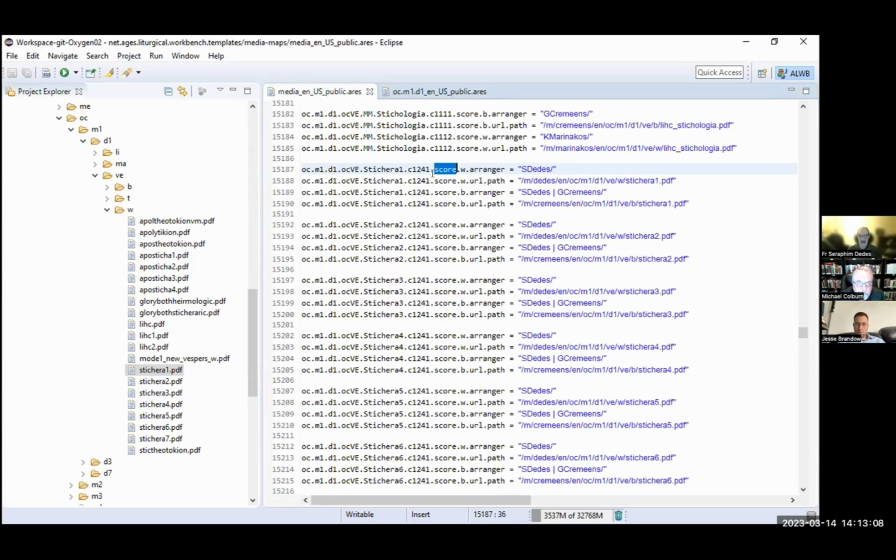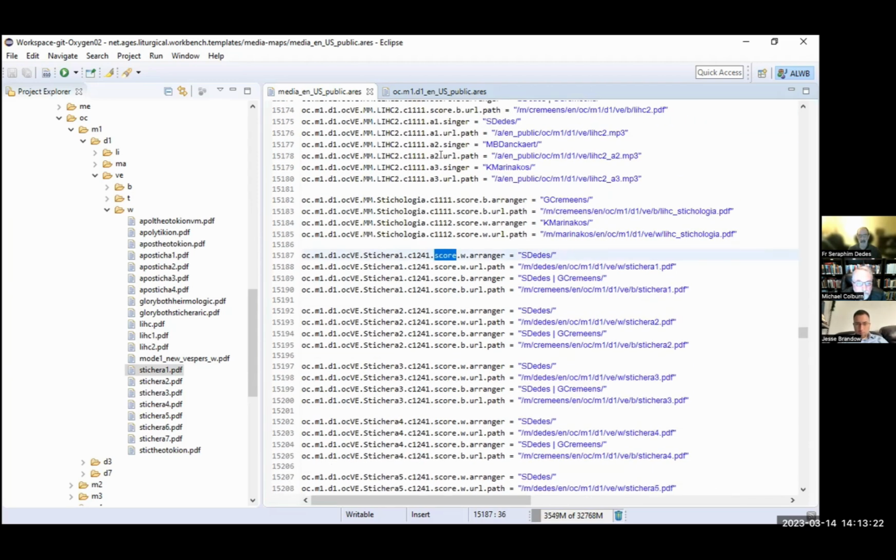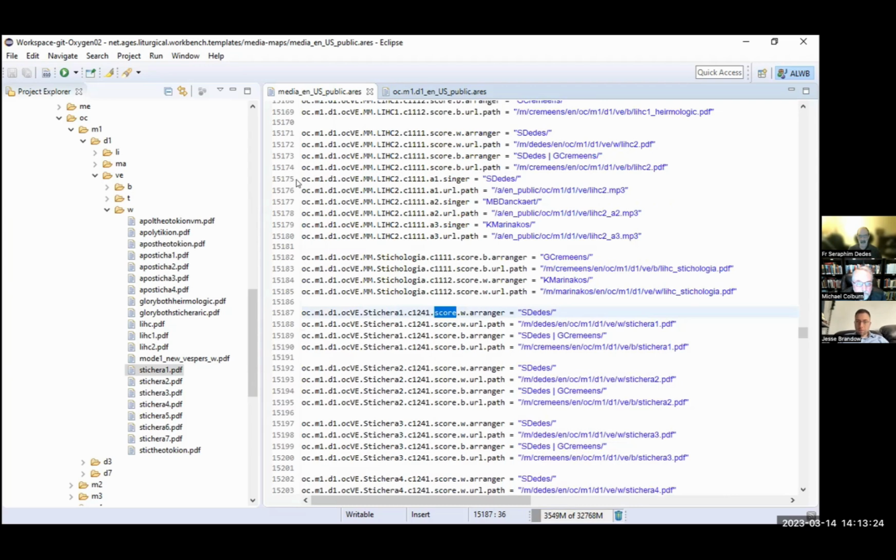The next item in the media map is to indicate whether it's a score or audio. So if it's a score, it says score. If it's audio, it would say, like up here, just A and the number of it. It doesn't have other information. Currently, this is how it works: A for audio, 1 for which one of all of them it is.